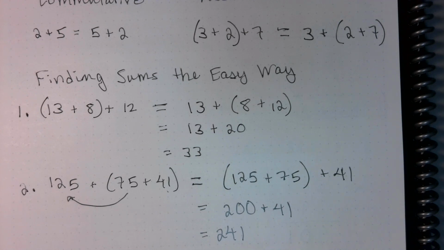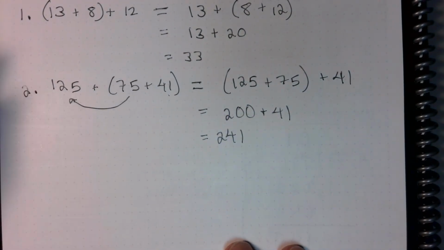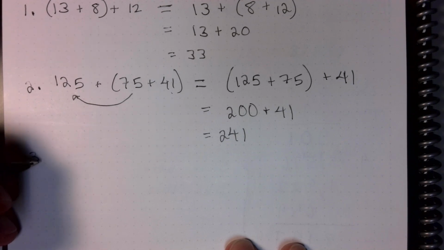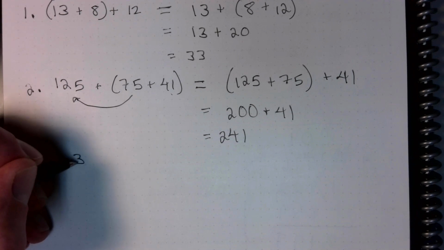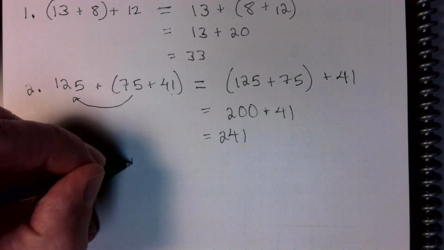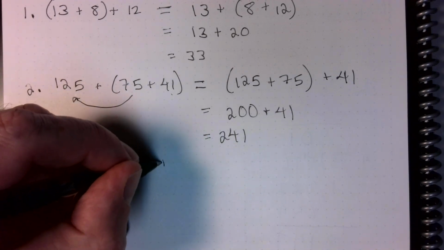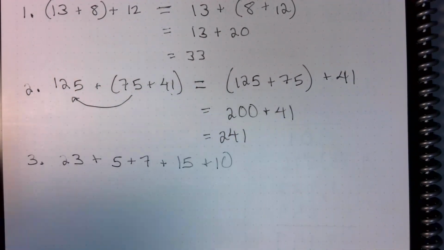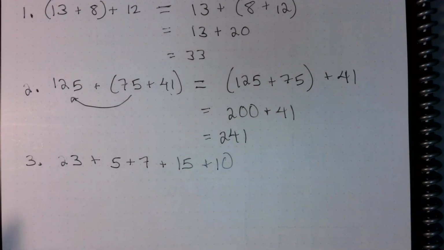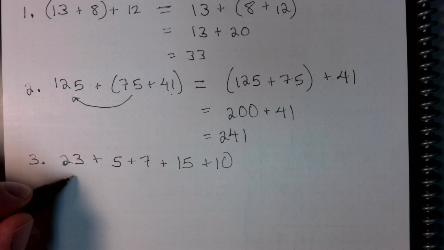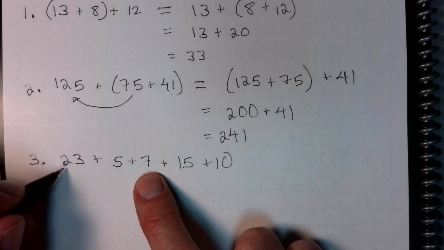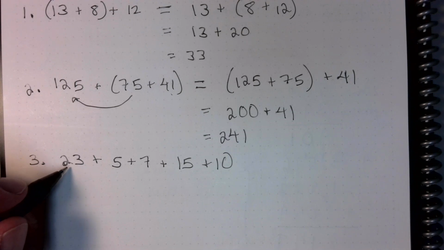Okay, so if you have longer sums, meaning sums with more numbers involved, you can kind of gain even more benefits. Let's look at something like this, okay? 23 plus 5 plus 7 plus 15 plus 10, okay? So when I'm looking at this, I'm seeing a couple of pairs of compatible numbers. In particular, the 23 and the 7. Anything that makes a multiple of 10 is going to be helpful.